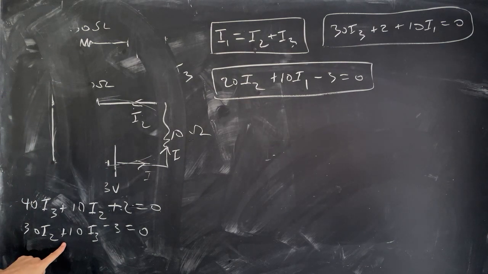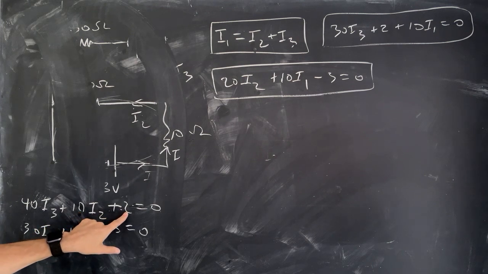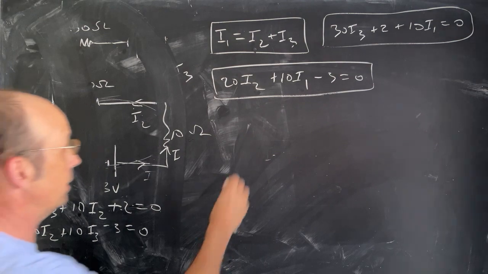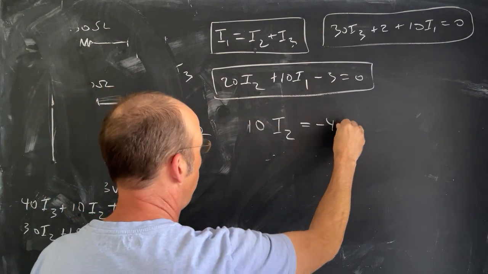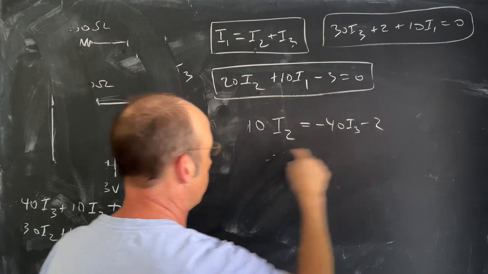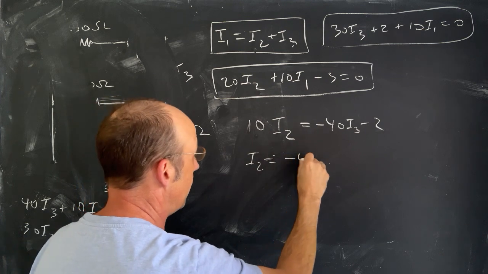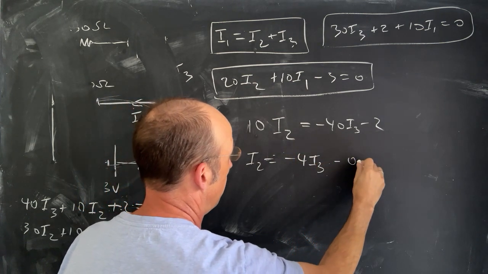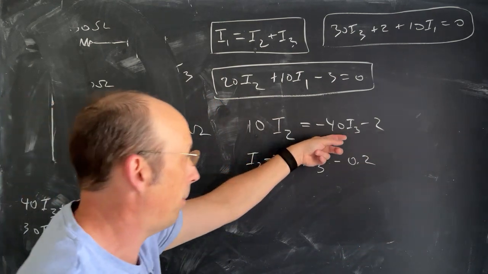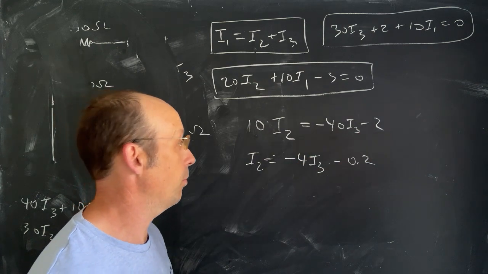Okay, so let's take one of these and solve. I'm going to take this one and solve for I2. I don't even know why. So I'm going to subtract 2 and subtract 40 I3 from both sides. I get 10 I2 equals negative 40 I3 minus 2. Now I'm going to divide both sides by 10. I get I2 equals negative 4 I3 minus 0.2. 40 divided by 10 is 4. 2 divided by 10 is 0.2.